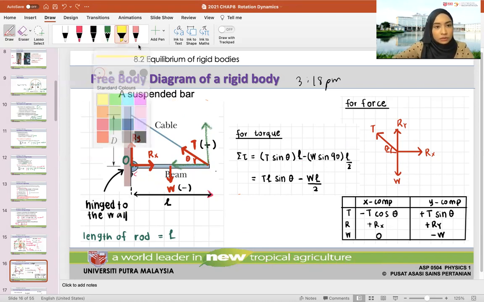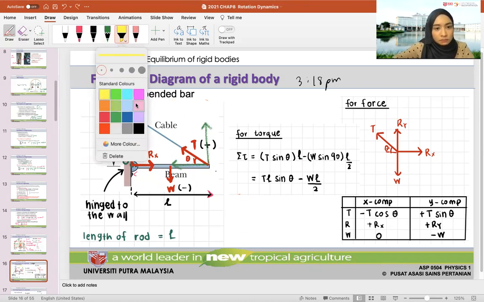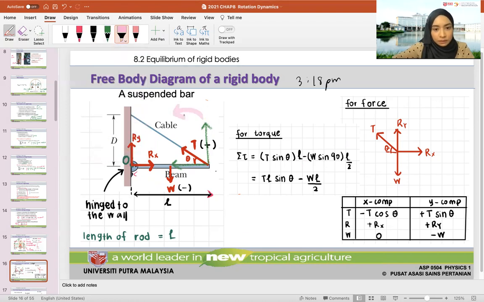Gosh, this yellow is not nice. Okay. And this one contributes to this way, clockwise, anti-clockwise. This is going to be negative. This is going to be positive. Oops. Saya tu silap. Negatif.